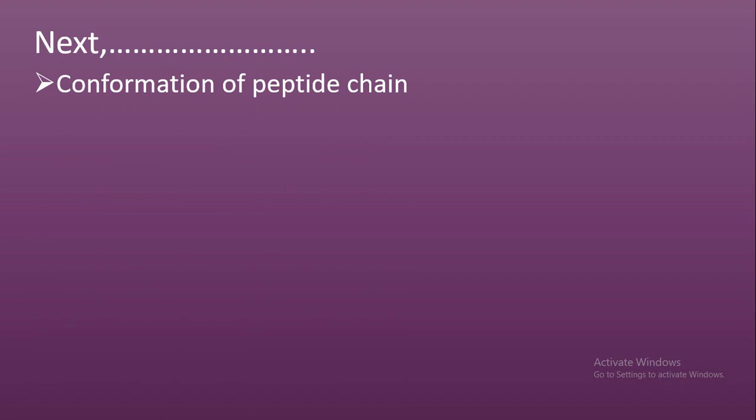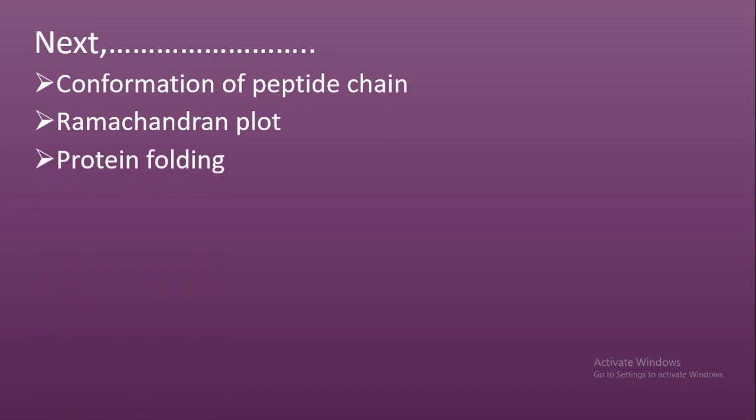In the coming next video we will discuss the conformation of the peptide chain, in which we will discuss the various primary, secondary, tertiary and quaternary structures of the protein, and then the Ramachandran plot, and then protein folding, how this long chain of amino acids gets converted into protein, and then we will differentiate antibody and antigen. What is antibody and antigen?